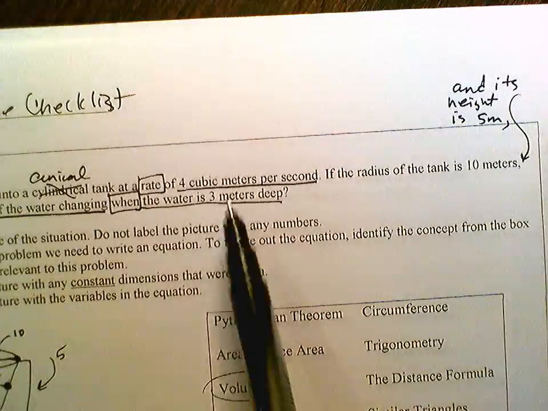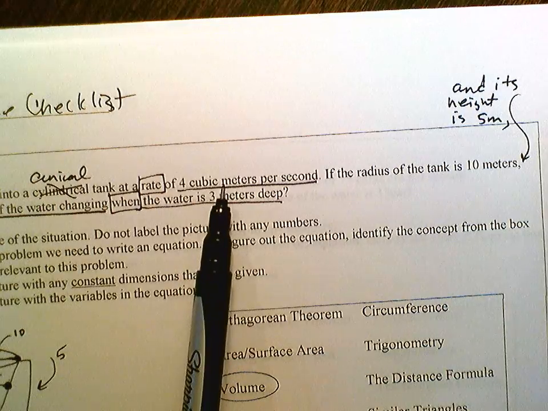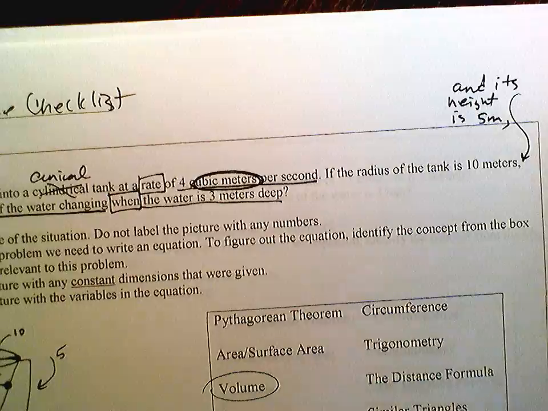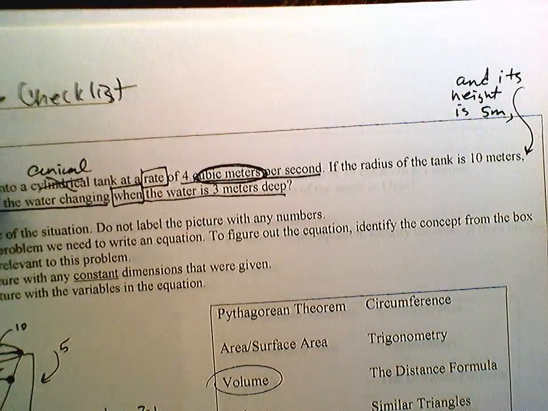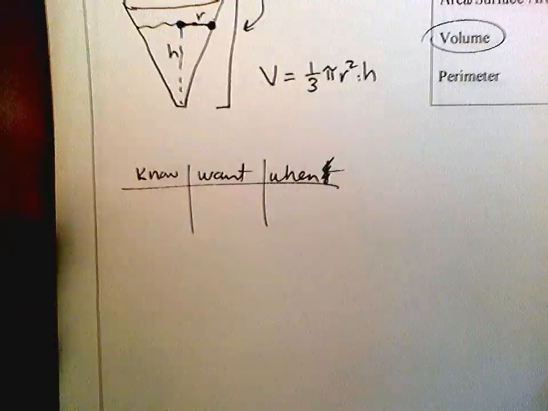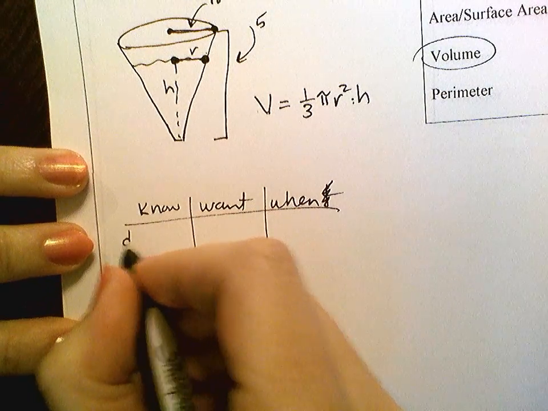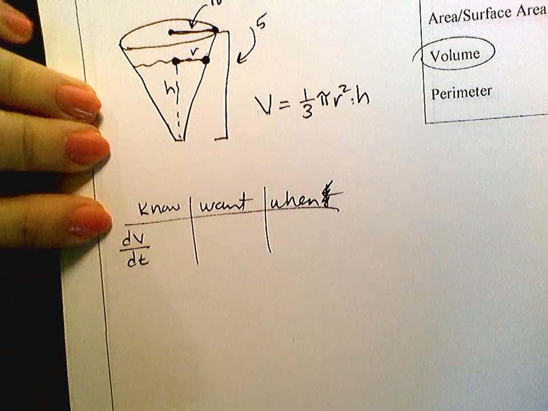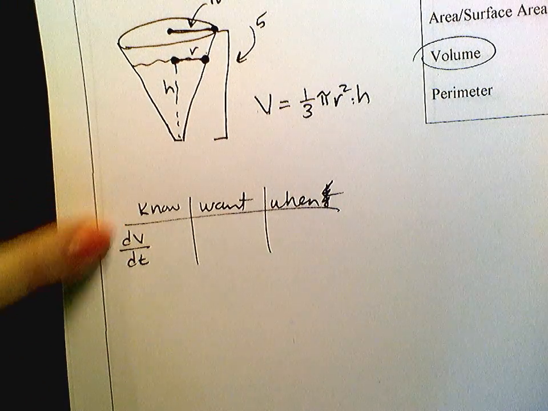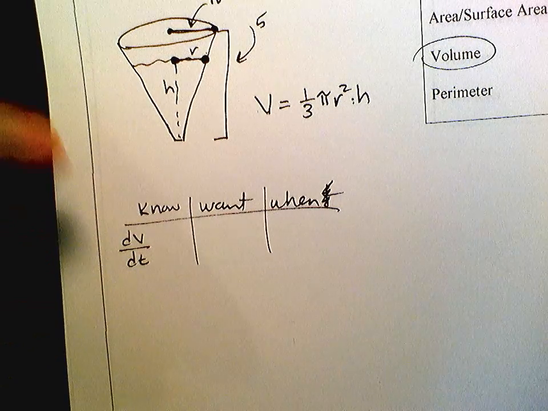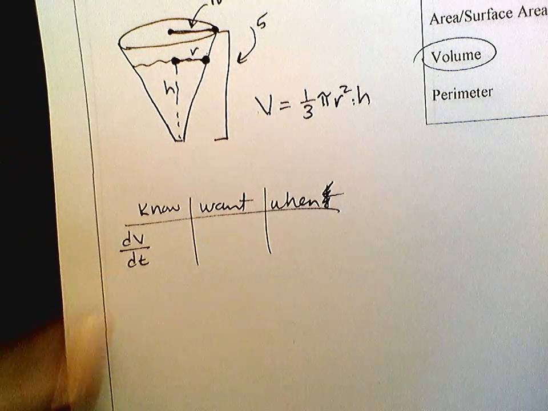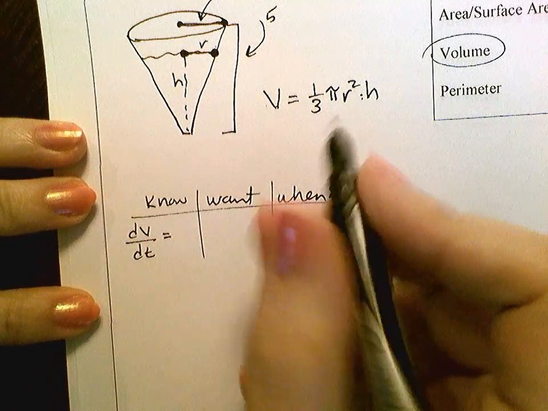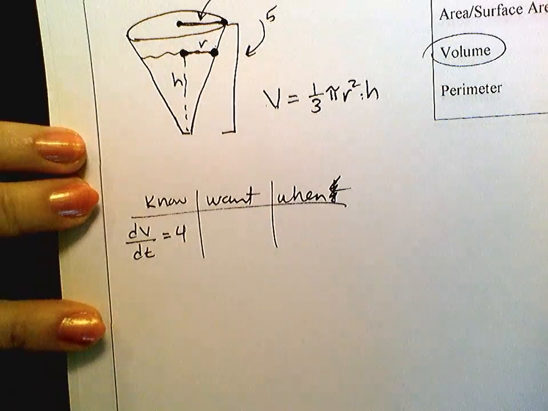Another clue is that this rate is 4 cubic meters per second. Cubic meters, that's how volume is measured. So everything I'm saying right now is the clue that you know dV/dt. dV/dt is the rate of change of the volume over time. As time changes, the volume changes at this rate. I'll just do 4. That's what we know.